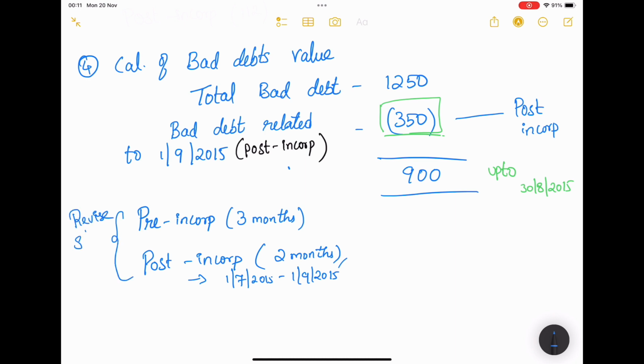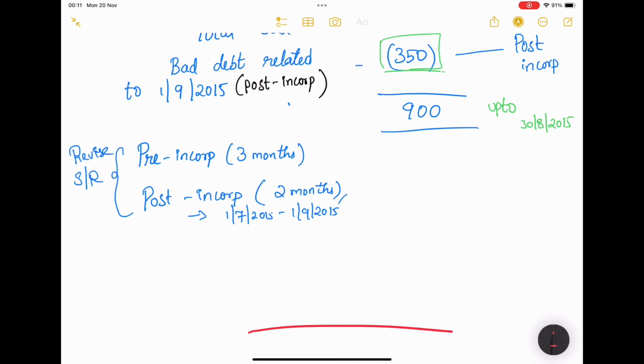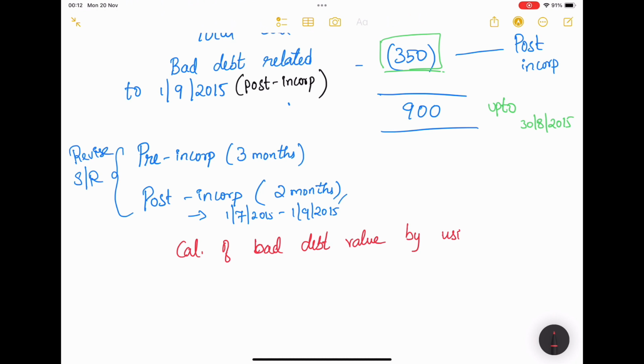How we are going to revise it? The same manner in which we calculated earlier. In that way only we are going to identify it. So I'll write here: calculation of bad debt value by using revised sales ratio.